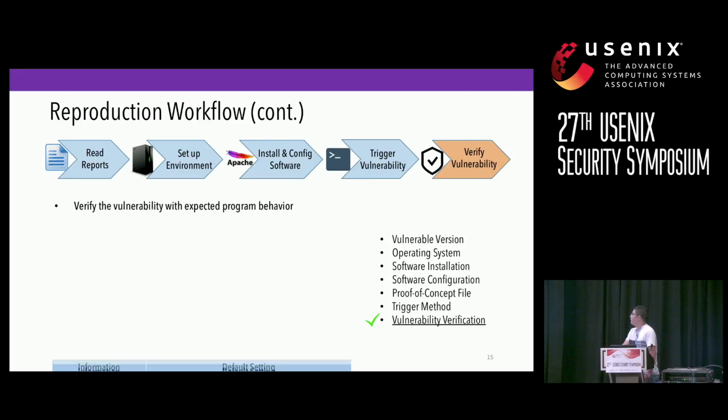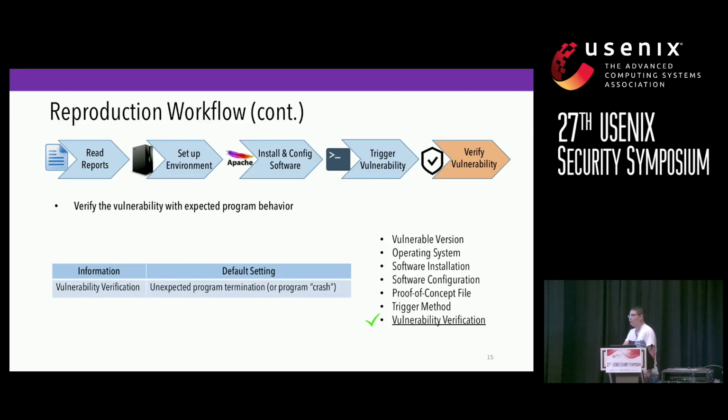The fifth step is to verify the vulnerability with the expected program behavior mentioned in the vulnerability reports. As we deal with memory error vulnerabilities, the default setting is unexpected program termination or program crash.